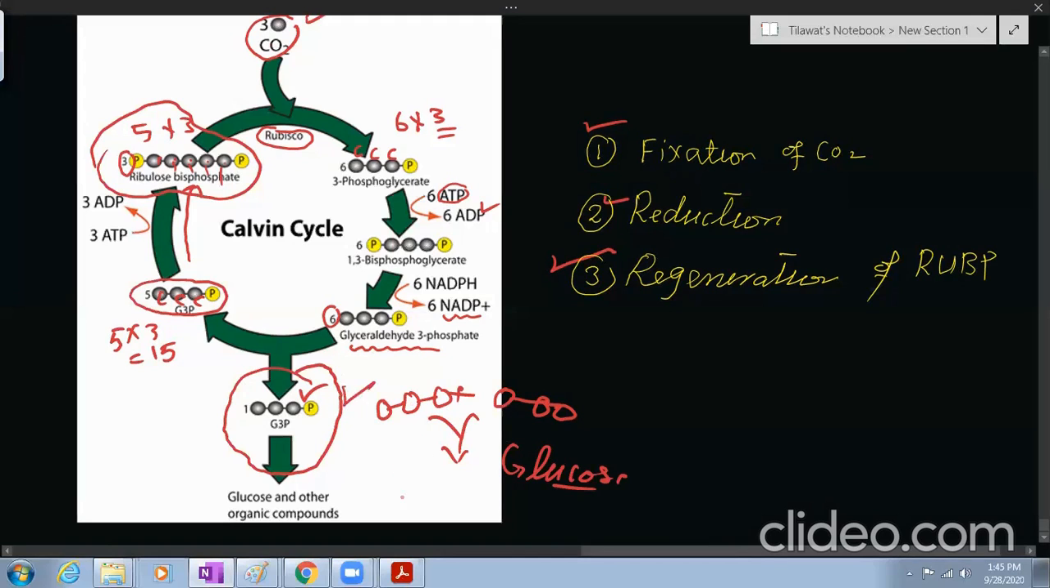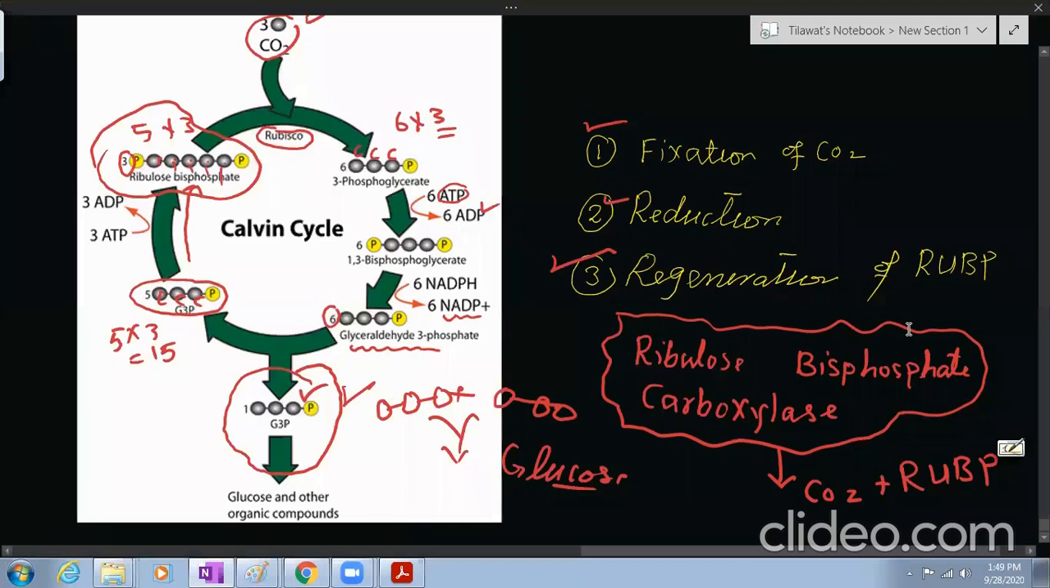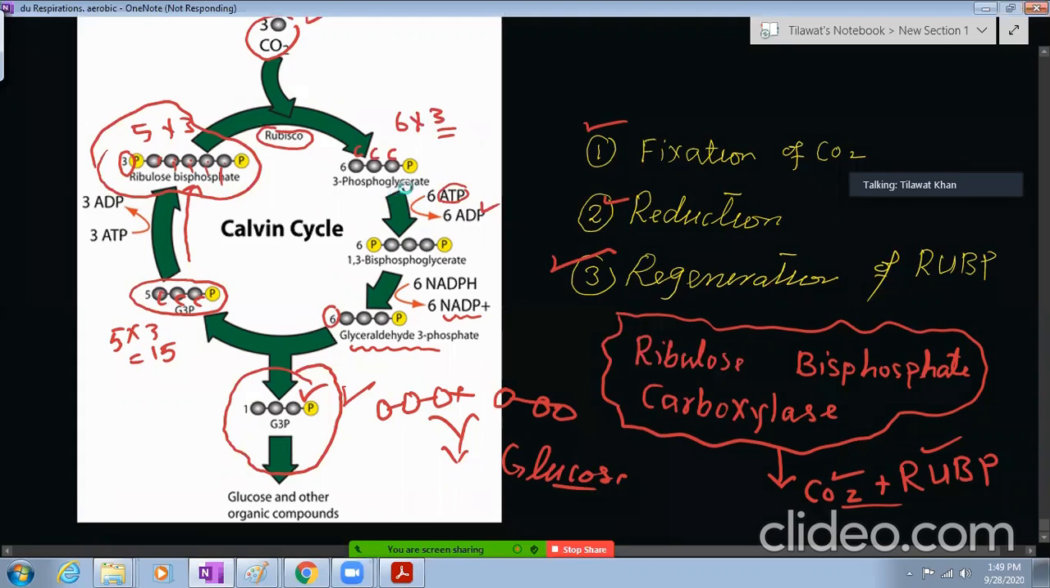Now, okay. I hope up to here this is clear to all. So boys, this enzyme, ribulose biphosphate carboxylase, is very important because it combines carbon dioxide with RuBP. You can check here: RuBP, ribulose biphosphate, plus carbon dioxide in the presence of ribulose biphosphate carboxylase, and it will form what? Phosphoglycerate. Is it clear?